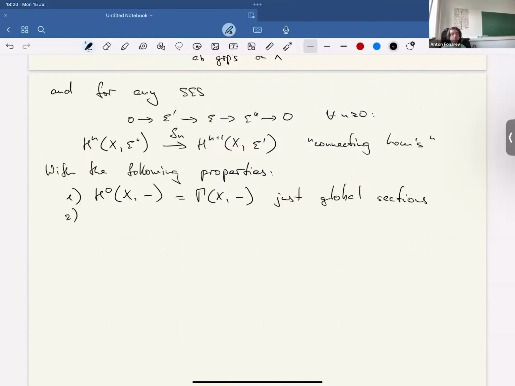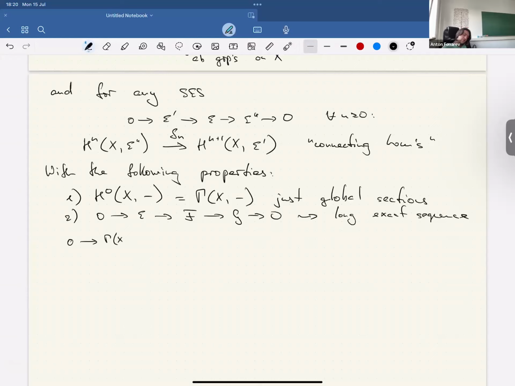And second, which is probably the most important part, for any short exact sequence E, F, G, you get an associated long exact sequence. And here you remember that the global sections functor is actually left exact. This is the most important thing. So it always starts with global sections over X of E, global sections over X of F, global sections over X of G. And you know that this is a left exact functor, so you cannot continue.